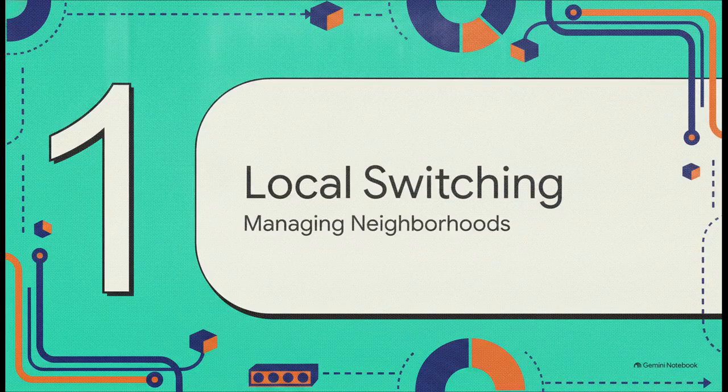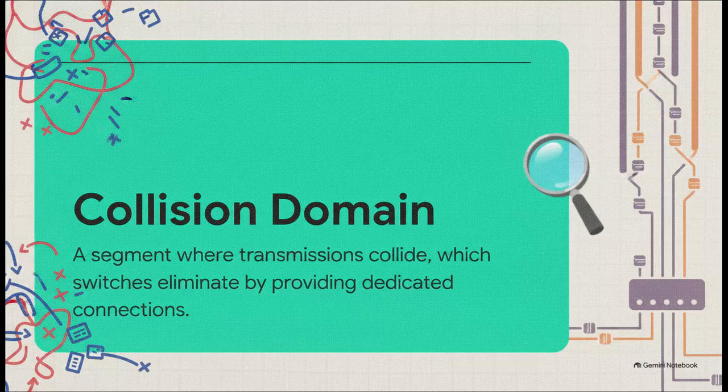All right, part 1. Local switching and collision domains. Let's see how we manage the neighborhood. So back in the day, before modern switches, networks relied on these chaotic old hubs. It was basically a free-for-all where everyone just shouted over each other. If two devices tried to send data at the exact same millisecond, you got a literal data collision, hence the term collision domain. It was a complete mess.